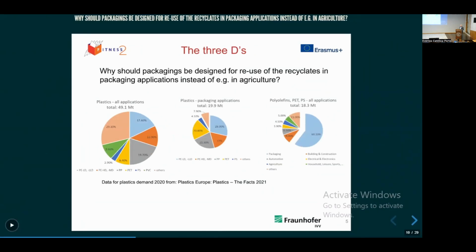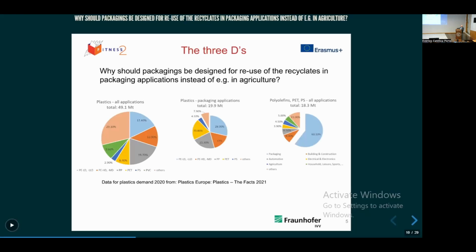But the question that has been posed several times already today and on many other occasions is: why should we use plastics from packaging after their usage again for packaging and not for other purposes? Because if we want to reduce the fossil input, we can also imagine reducing the fossil input for agricultural films. Why packaging? I will try to make the reason clearer.